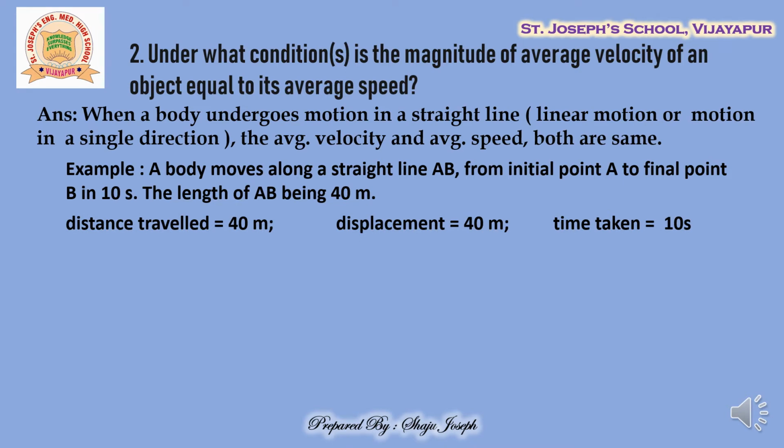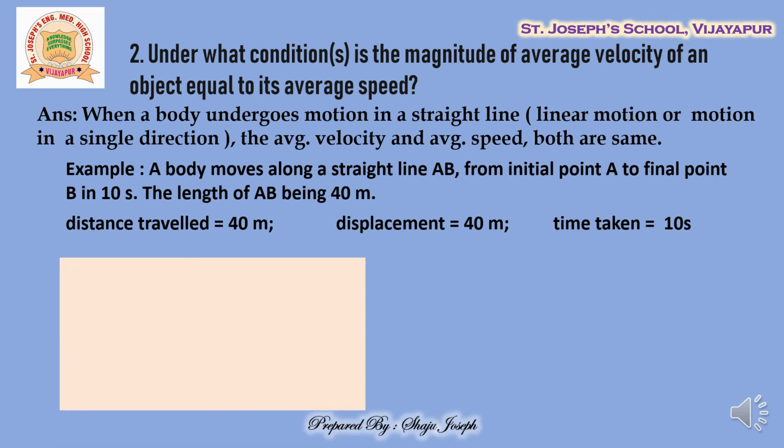So first is distance traveled, that is from A to B, the path covered is 40 meters. The displacement is also 40 meters. Why? Because the direct distance or the shortest distance is a straight line from A to B, which is 40 meters. So in this case, both the distance traveled and displacement are same. Time taken is 10 seconds, of course. It is directly given in the question.